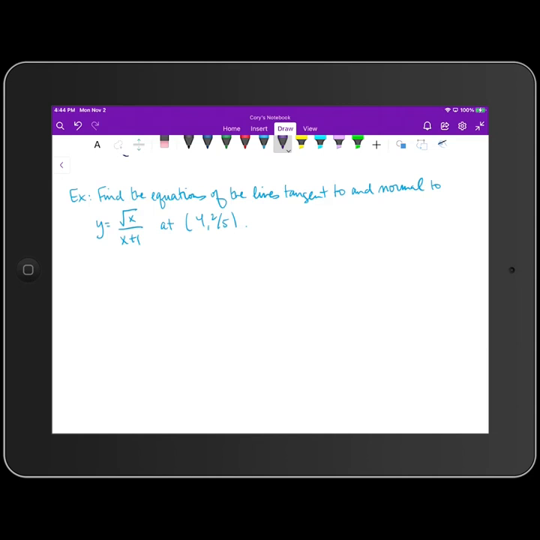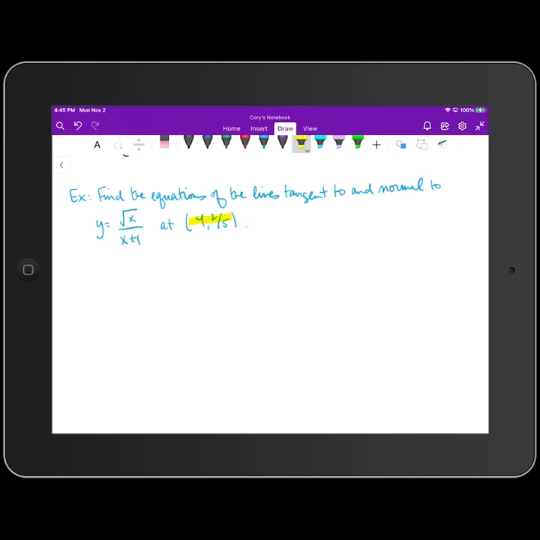So the directions here say to find the equations of the lines tangent to and normal to the function y is equal to radical x over x plus 1 at the point (4, 2/5). All right, so with this example here, the first thing we have to check is to see if this point is on the graph of our function. And the way we do that is by plugging the x-coordinate 4 into our function and to see if it gives us a true statement.